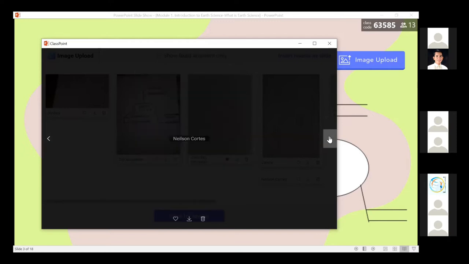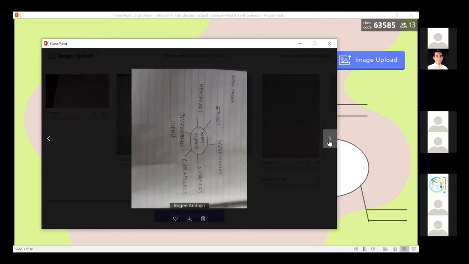Nelson, bakit wala? Walang nakalagay kay Nelson. Kay Roger Nandaya, same. This is actually correct. Geology, oceanography, correct. This is correct.